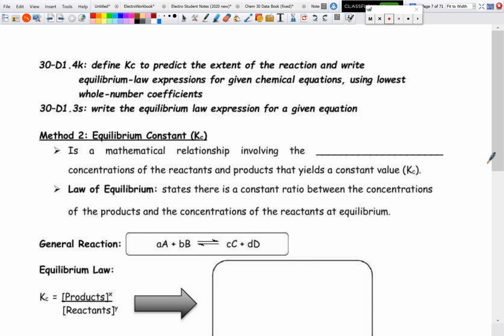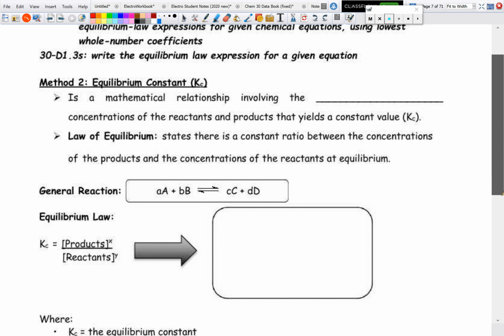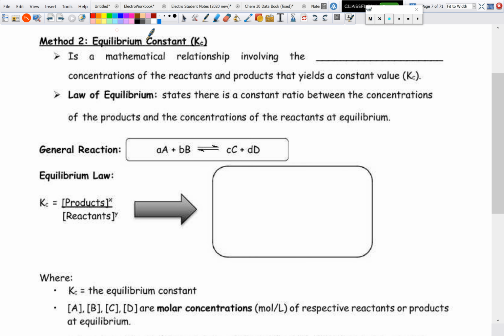So the next one we're going to be looking at is something called the equilibrium constant. So the equilibrium constant is K with a subscript C. What this one is, it is a mathematical relationship, so we will need to review our algebra skills for this one, and this involves the equilibrium concentrations of reactants and products, and this is going to yield the equilibrium law. So the law of equilibrium states that there is a constant ratio between concentrations of products and concentrations of reactants at equilibrium.